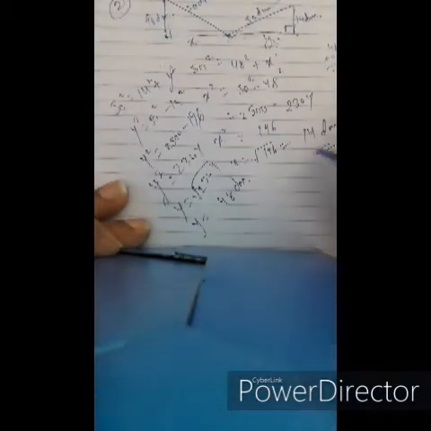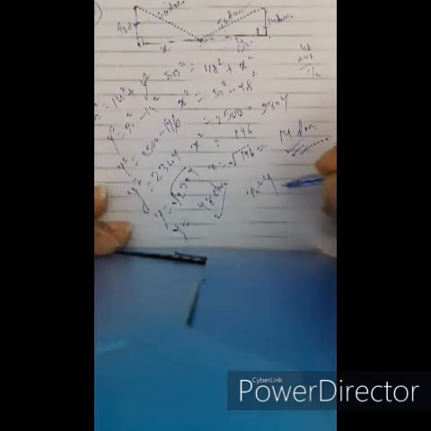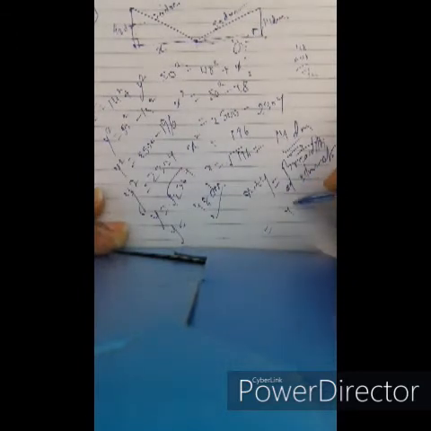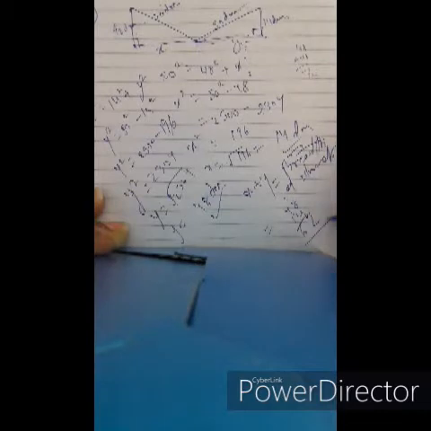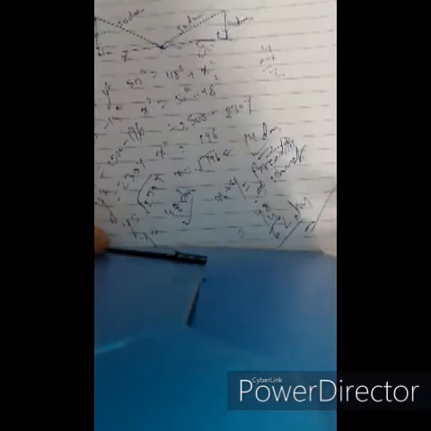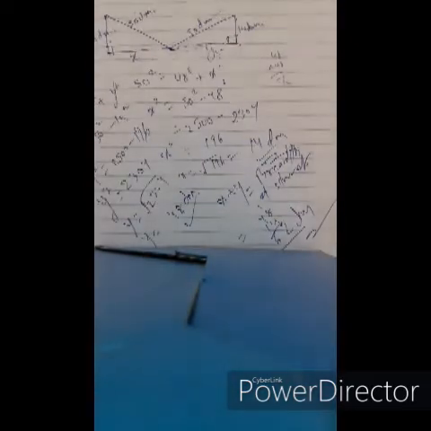So here x is 14 decimeter, y is 48 decimeter. So x plus y, that is the breadth of the street, becomes 48 plus 14, 62 decimeter. That's the answer. I hope this problem is clear. It's very simple.